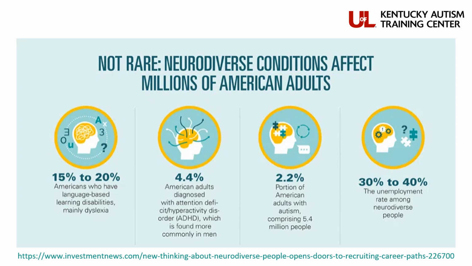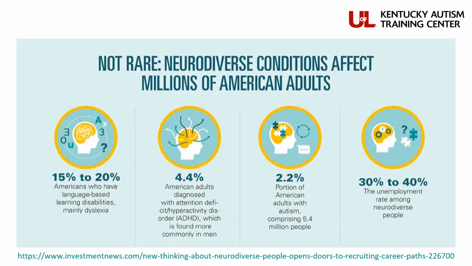So this next slide talks about how neurodiverse conditions are really not that rare. It really does affect millions of Americans. So here it says 15 to 20% of Americans have some type of language-based learning disability. A lot of these are dyslexia in nature, but again, that's a huge percentage. 4.4% of American adults are diagnosed with attention deficit or hyperactivity disorder, also known as ADHD. It does seem to be diagnosed more commonly in men.